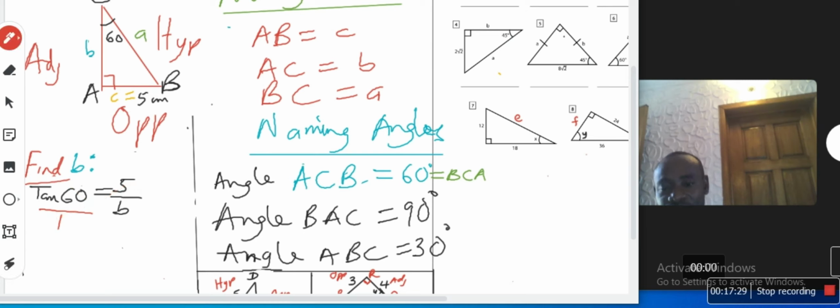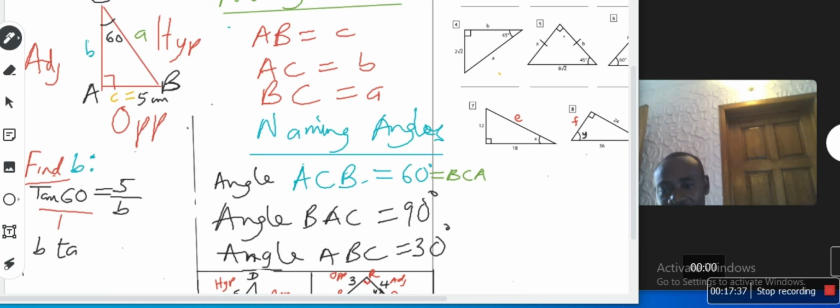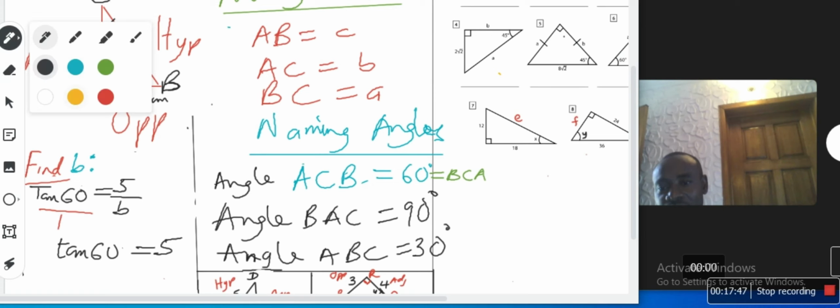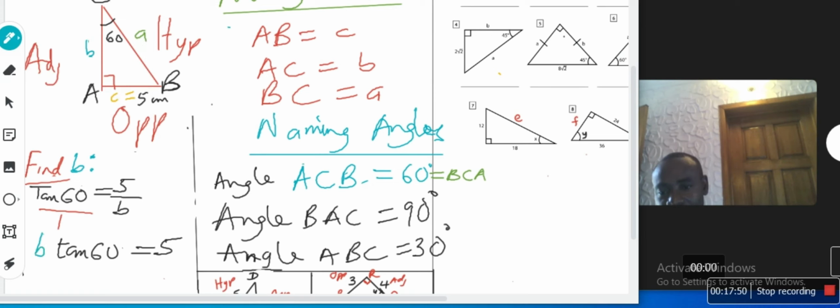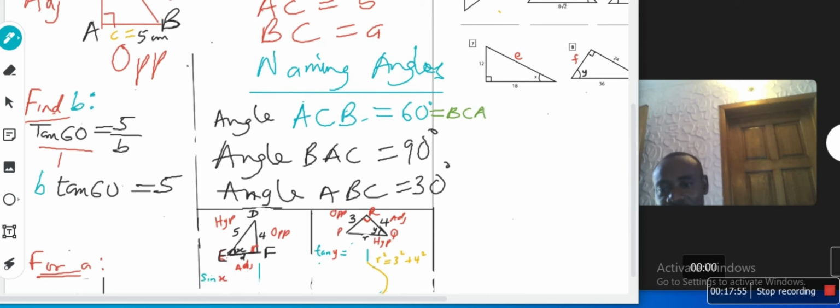Okay, you've already found tan 60. So can we just say b tan 60 is equal to 5. So how do we get b? You divide both sides by tan 60, is it not? Let me have what you have in your calculator. Give me your answer. Divide both sides by tan 60. My answer is 2.88. So b is equal to 5 over tan 60. Yes, 2.88 centimeters.